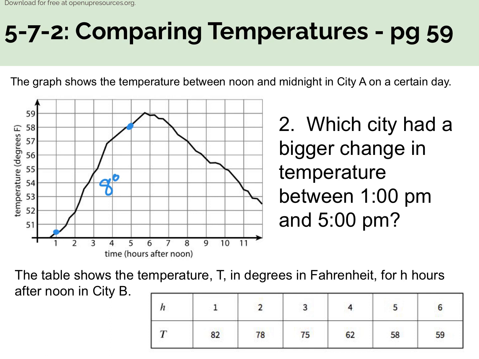Then let's look at the table. 1 starts at 82. 5 goes to 58. I would have to do some math with that. So for city B, let's do 82 minus 58, because we're just trying to find a change. We're going to grab our calculator. 82 minus 58, okay, that's 24 degrees. So which one had a bigger change? That is city B.